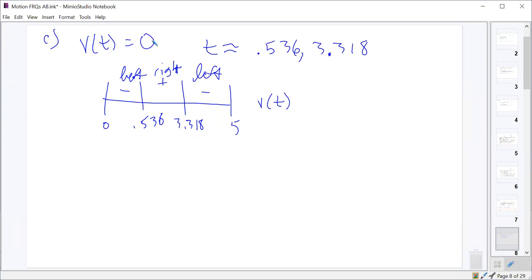Everybody good with part C there? And that was worth 3 points, 1 for this and 2 for the answers with the justification.